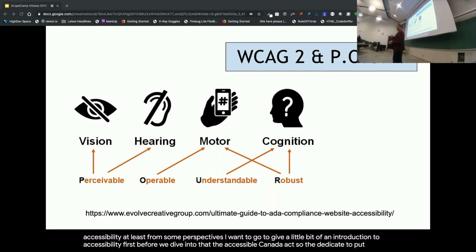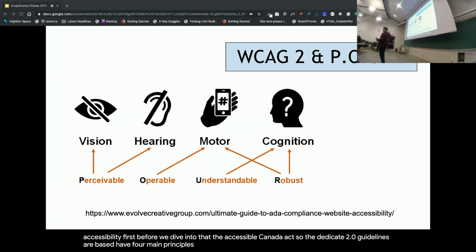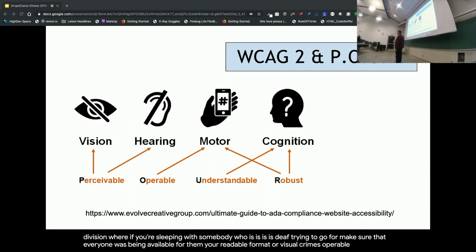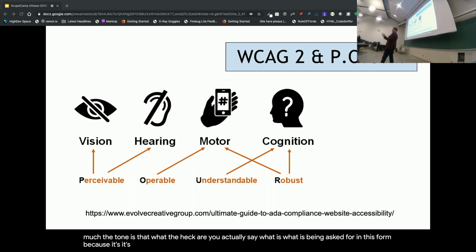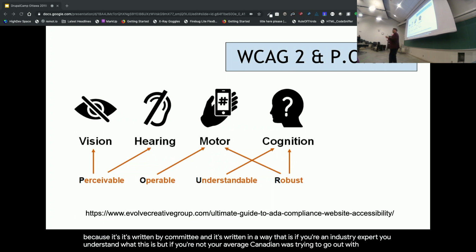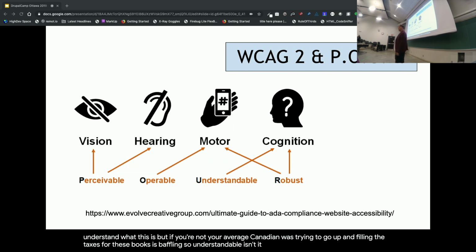The WCAG 2.0 guidelines have 4 main principles. And that is that things are perceivable, operable, understandable, and robust. It's important to break that down. Perceivable: you can think about how this ties to vision, or if you're dealing with somebody who is deaf, making sure that everything is available for them in a readable or visual format. Operable: making sure that you can actually use the form. Can you interact with it? Understandable: I think this is a major failing of so many government forms and websites. So much of the time, it's what the heck are they actually saying? What is being asked for in this form? Because it's written by committee and it's written in a way that, if you're an industry expert, you understand what this is. But if you're an average Canadian who's trying to fill in their taxes, for instance, it's baffling. So understandable is another key part of accessibility.